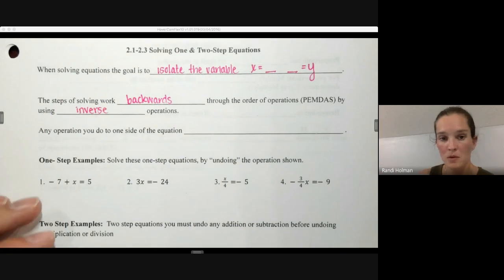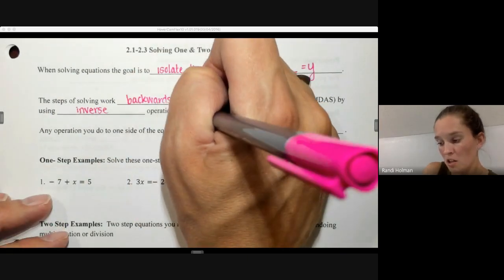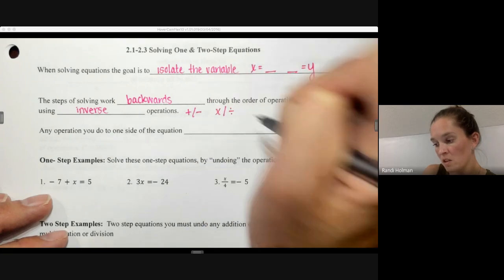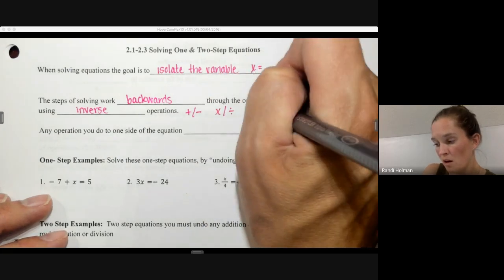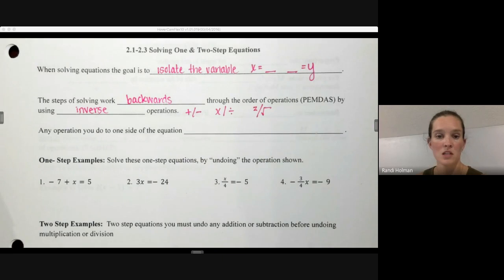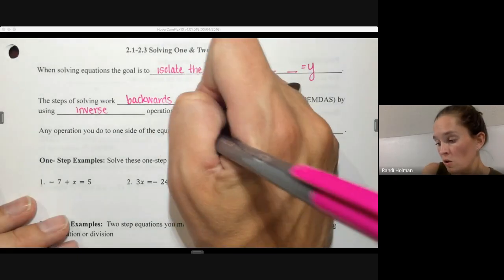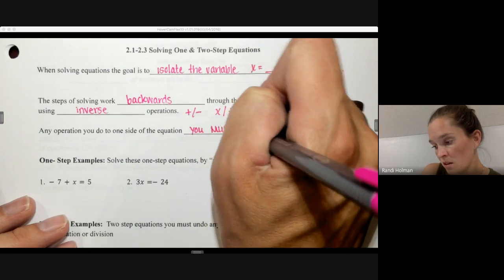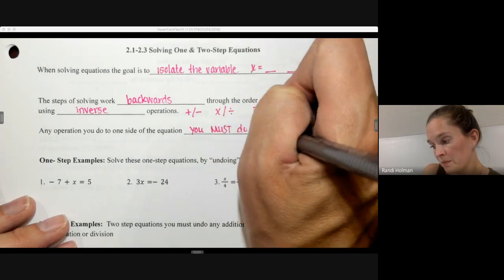operations. So inverse operations: addition and subtraction are inverse operations. Multiplication and division are inverse operations. Squaring and square roots are inverse operations. So we're doing the opposite operation as well as the opposite order to undo what we were doing on one side of the equation. So for any operation that you do to one side of the equation, you must do to the other.